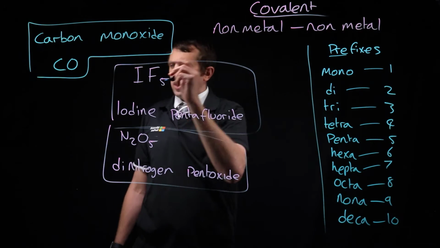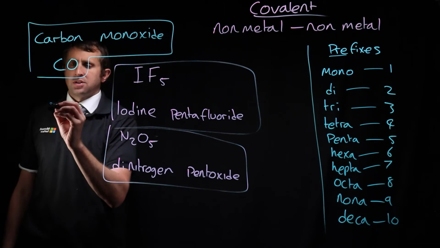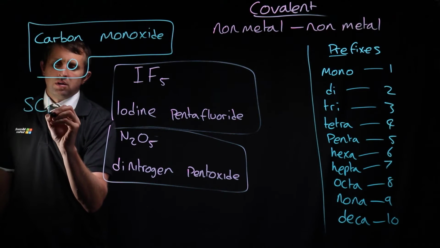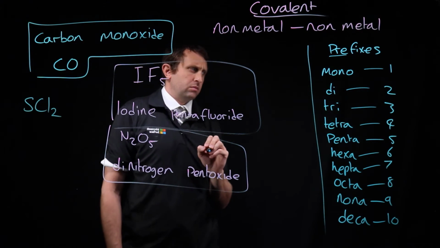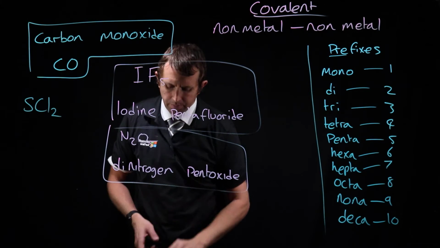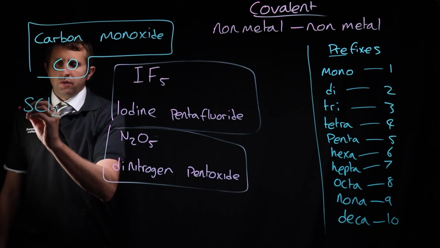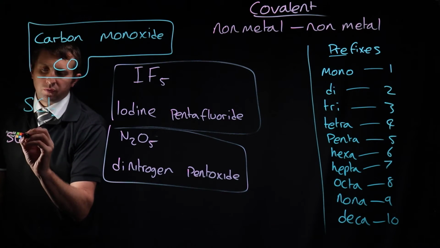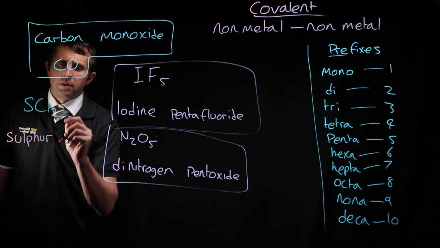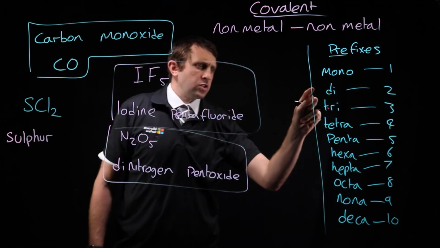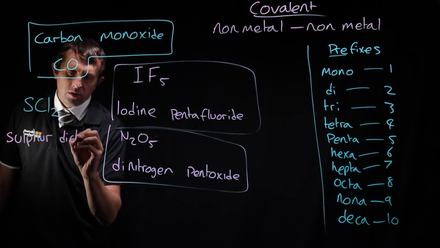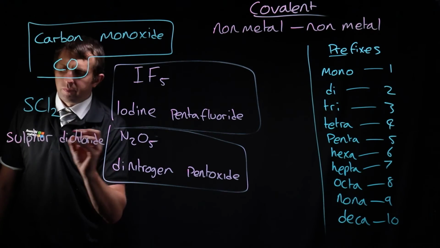Last one here. Let's do this one here. How do we name that? First part, there's 1 sulfur, but we're not going to say monosulfur, so we say sulfur. How many? 2, dichloride. Sulfur dichloride.